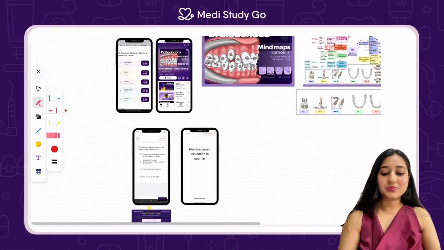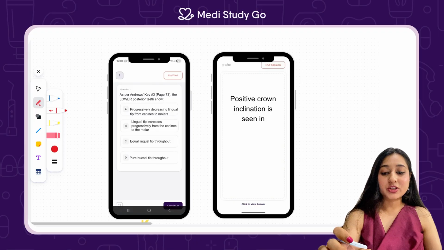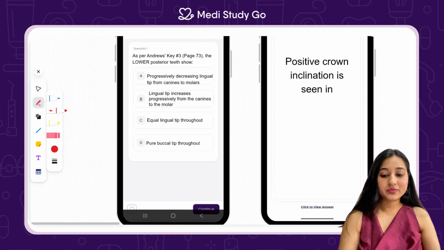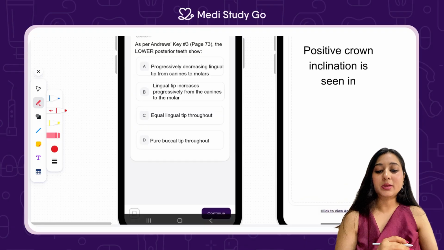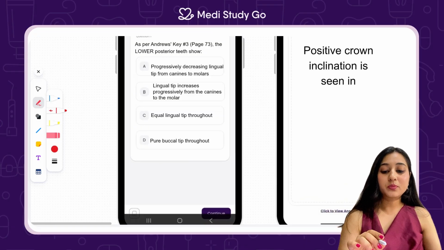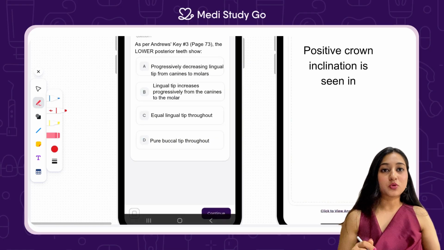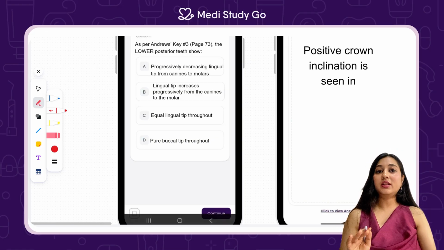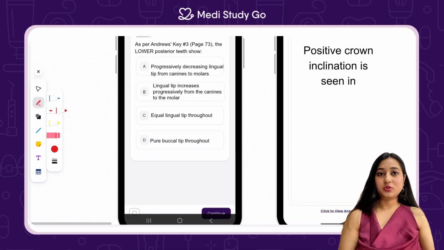Now let's go to the MCQ and the flashcard for today. According to the Andrews third key, the lower posterior teeth show: option A, progressively decreasing lingual tip from canine to molars; option B, lingual tip increases progressively from the canines to the molars; option C, equal lingual tip throughout; and option D, pure buccal tip throughout.